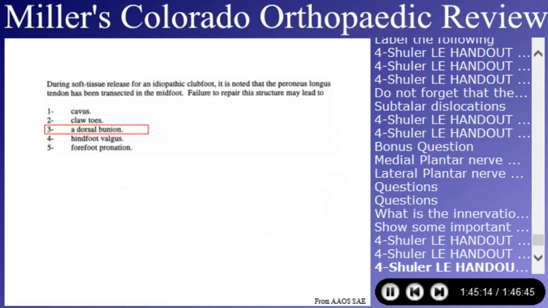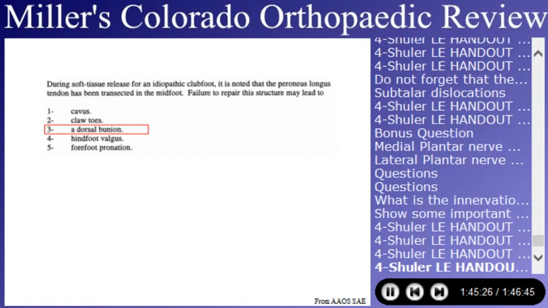They love this question. Here's another one of it. Soft tissue release for idiopathic clubfoot. Peroneus longus has been transected. What happens if you don't repair it? You get a dorsal bunion because you now take off the plantar flexion of the first ray.